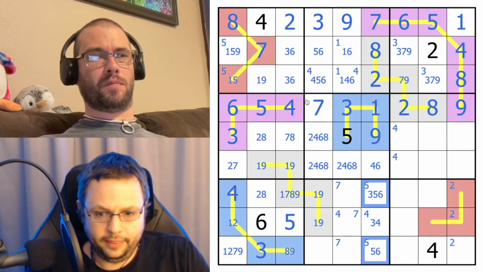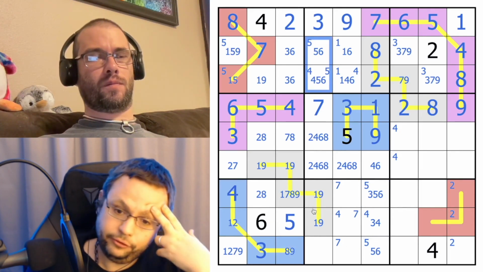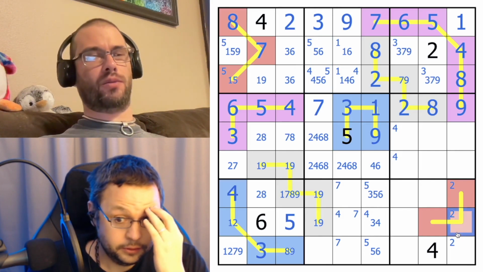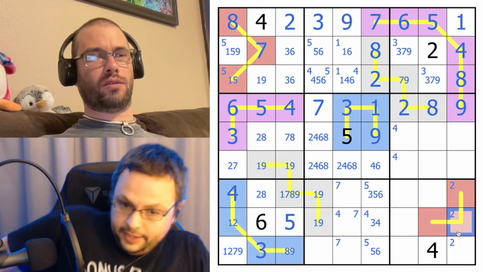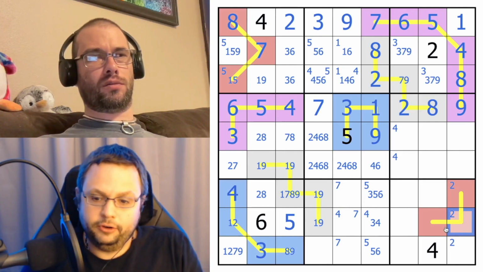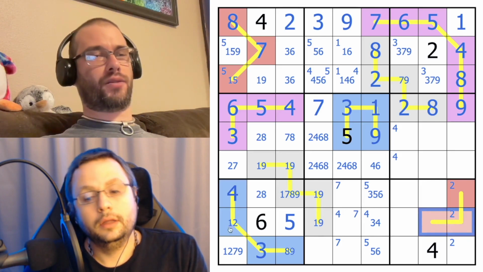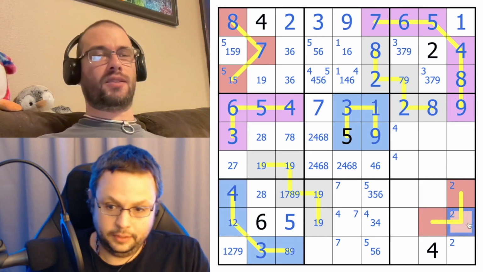I have a complicated thing. Row 8, column 9 can't be a 2, because it would need a 1 next to it, and it can't have a 1 next to it in either direction. Can't be a 2-1, that would break that cell. Yep.